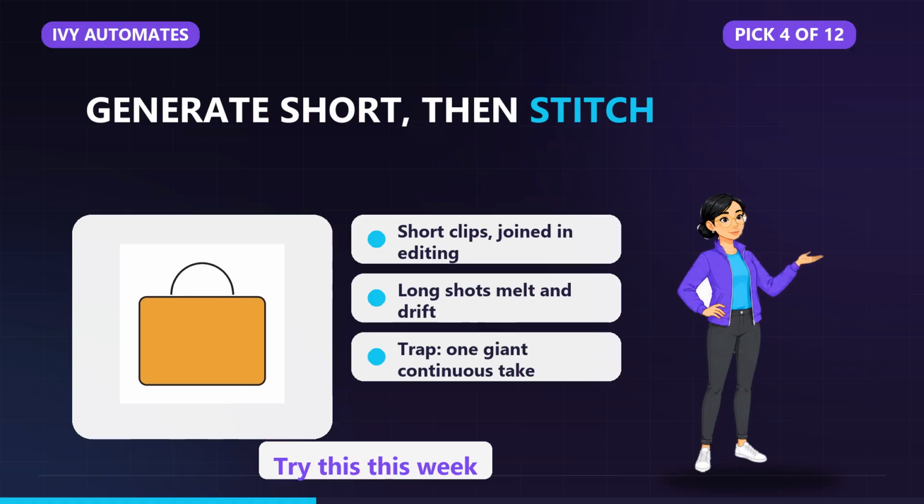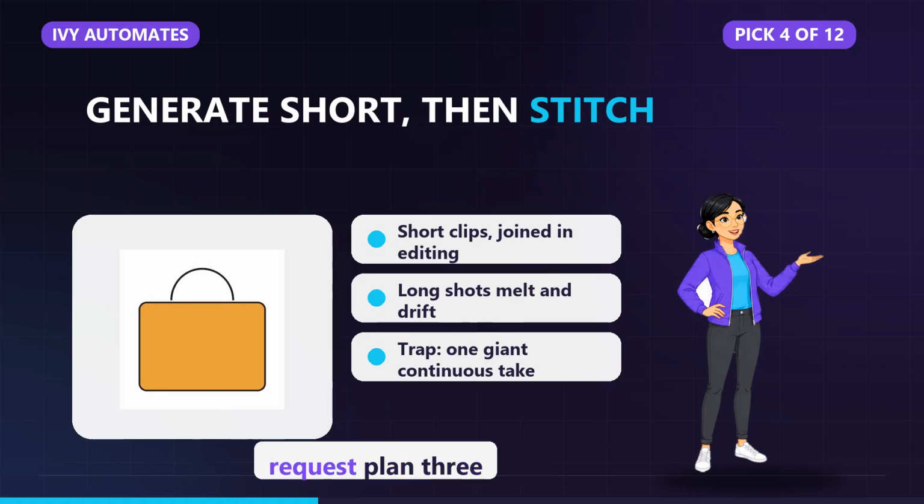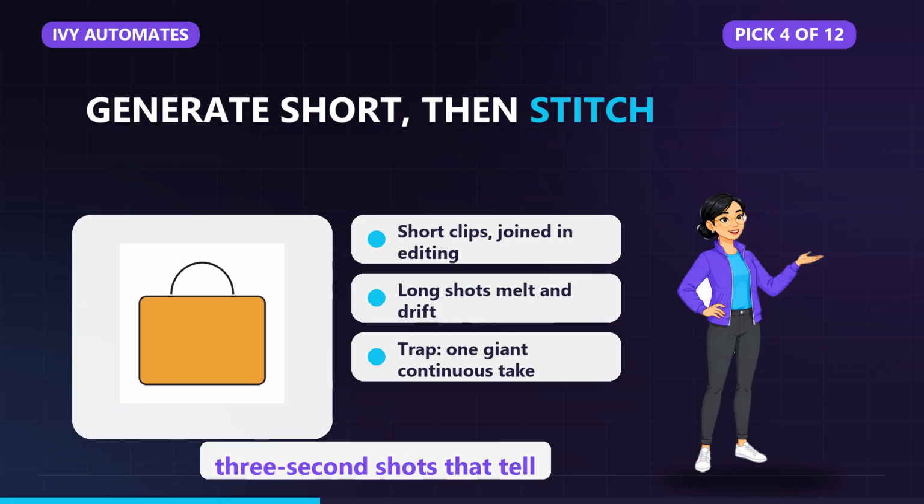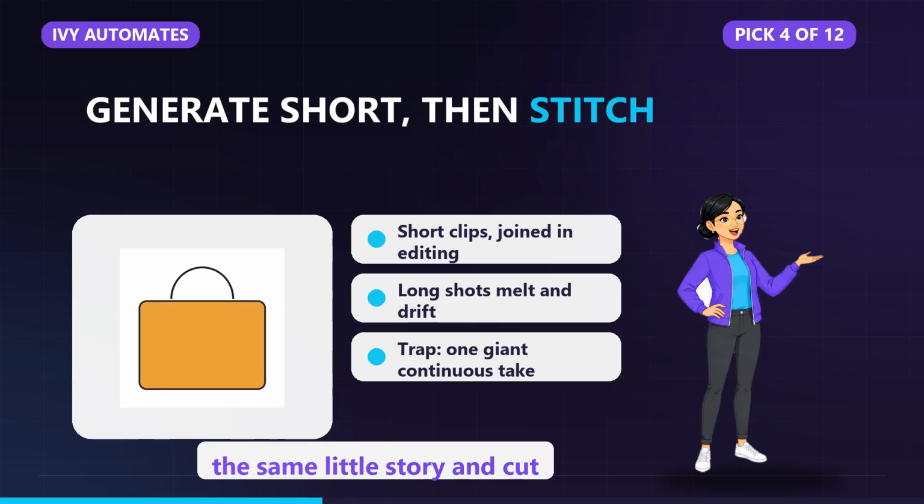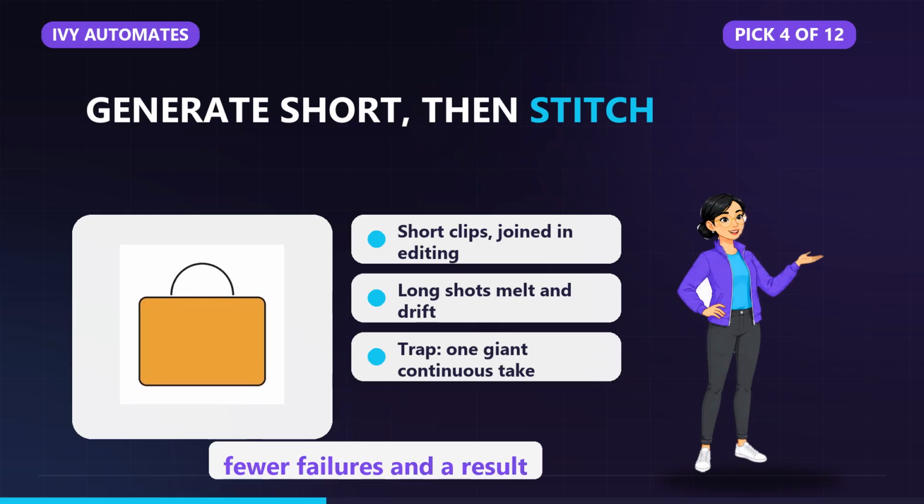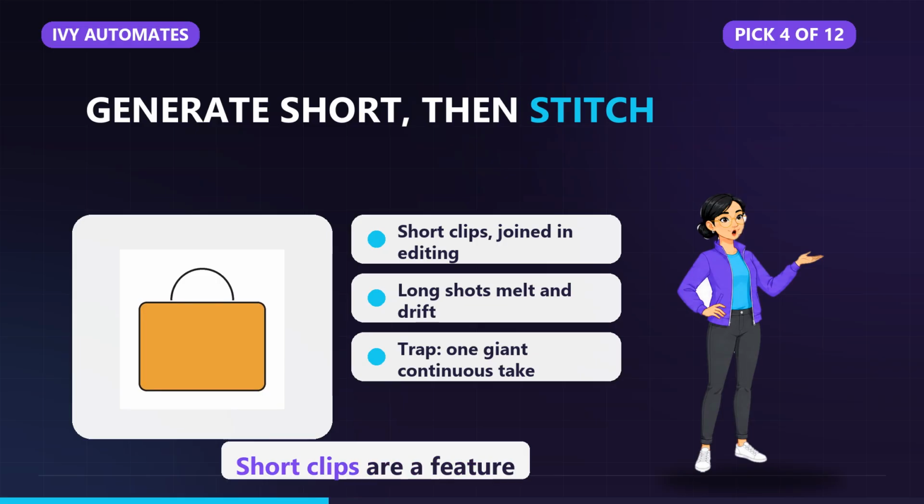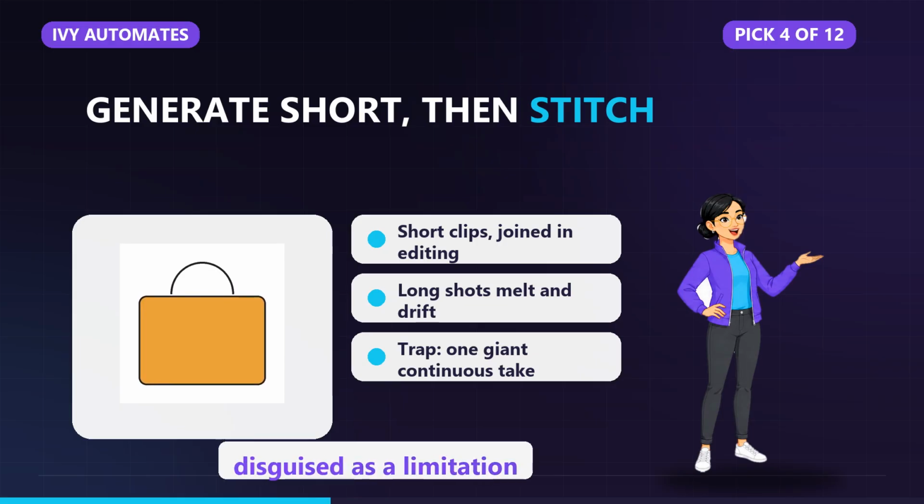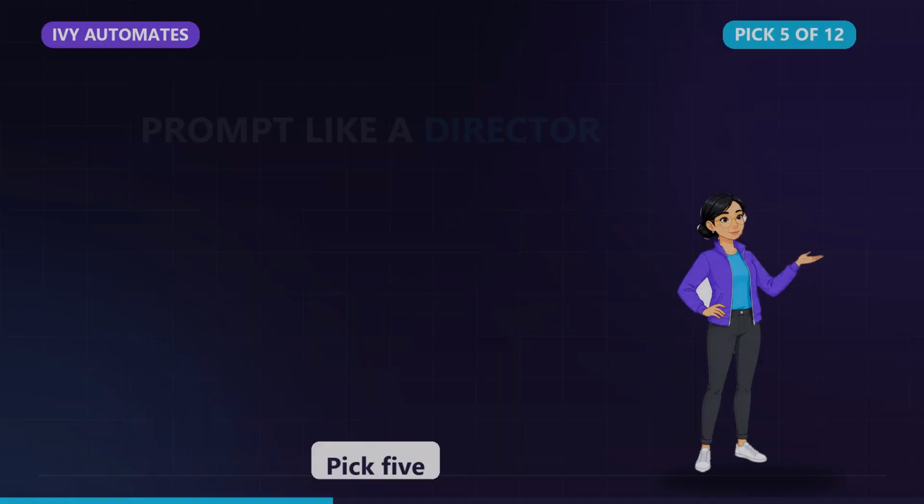Try this week. Instead of one 8-second request, plan three 3-second shots that tell the same little story and cut them together. You'll get sharper motion, fewer failures, and a result that reads as intentional. Short clips are a feature disguised as a limitation. Lean into it.